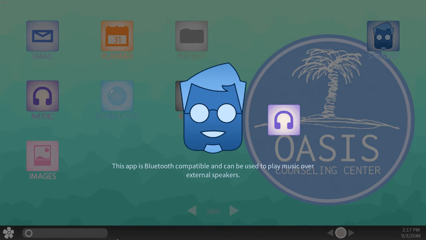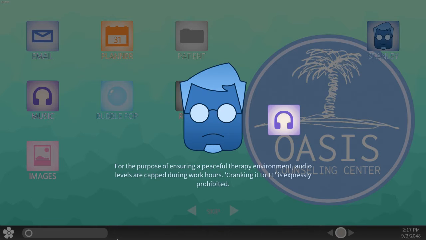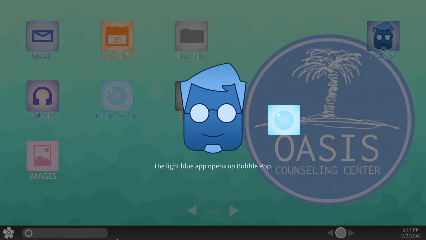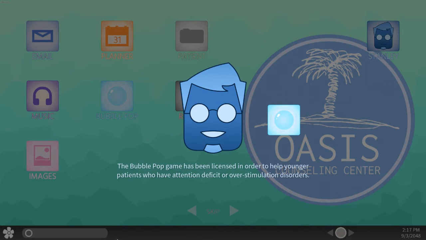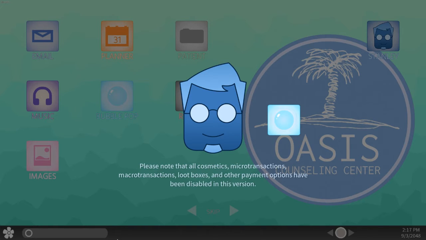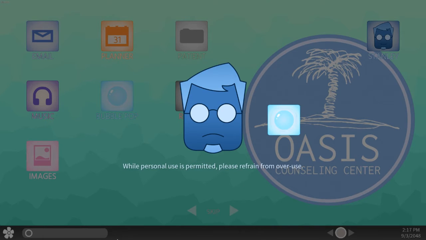This app is Bluetooth compatible and can be used to play music over external speakers. For the purpose of ensuring a peaceful therapy environment, audio levels are capped during work hours. Cranking it to 11 is expressly prohibited. The light blue app opens up Bubble Pop. The Bubble Pop game has been licensed in order to help younger patients who have attention deficit or overstimulation disorders. Please note that all cosmetics, microtransactions, macrotransactions, loot boxes, and other payment options have been disabled in this version. While personal use is permitted, please refrain from overuse.